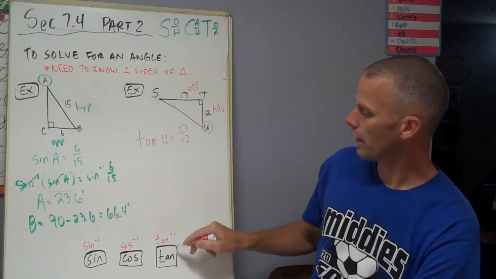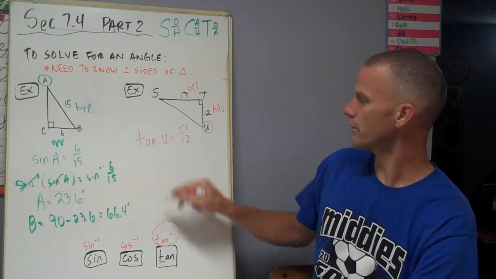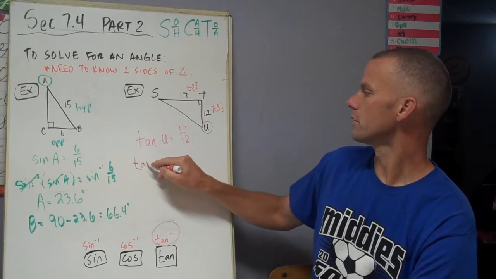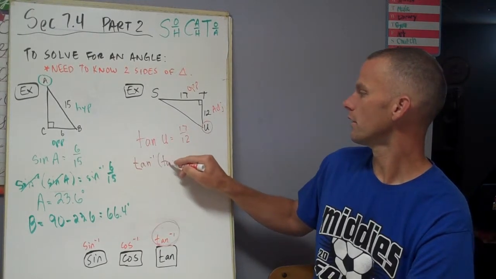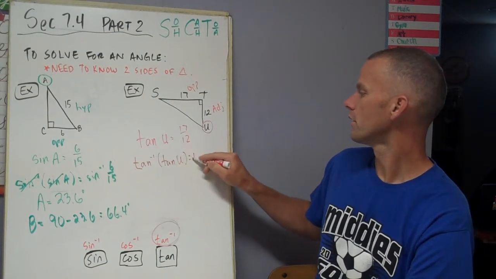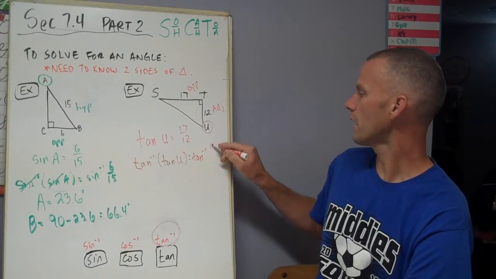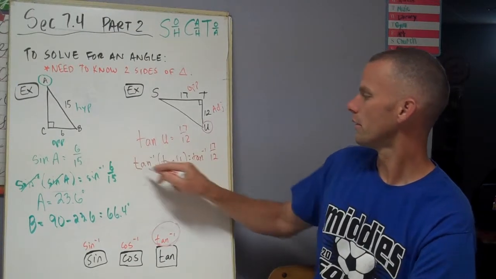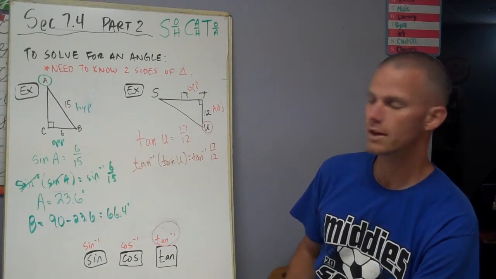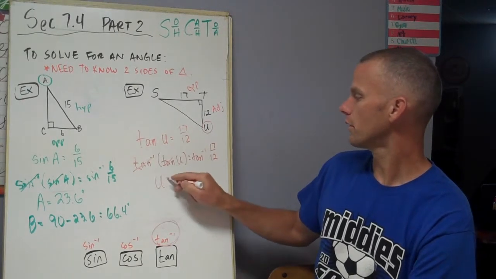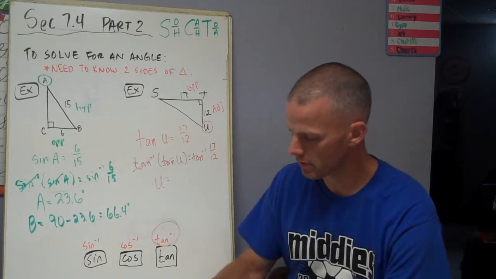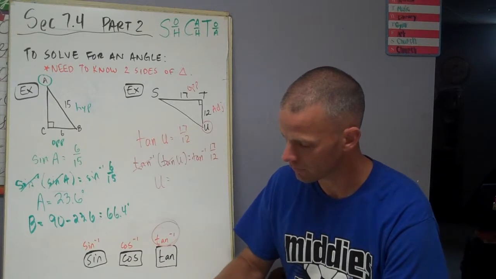Again, because we're solving for an angle, we want to use those inverses. So the tangent inverse of the tangent of U, whatever we do to one side, we do to the other. The tangents cancel out, and U equals the inverse tangent of 17/12.